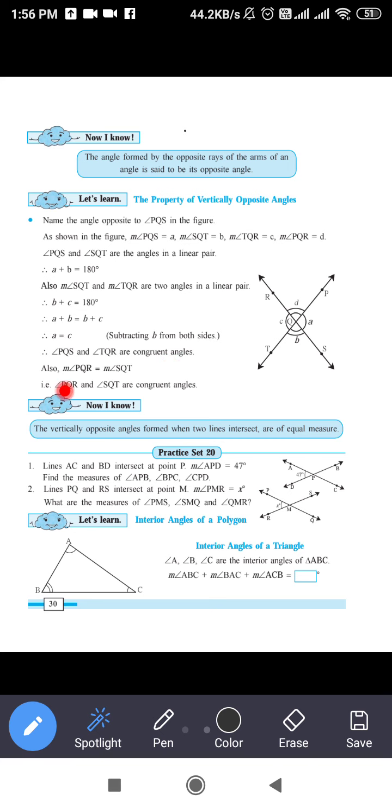कि जो एंगल्स है अपोजिट एंगल्स PQR SQT और PQS and TQR congruent means similar, right? So now we know that the vertically opposite angles formed when two lines intersect are of equal measure. Understood? Means जो vertically opposite angles होते हैं वो क्या होते हैं? Same measurement के होते हैं. Okay.